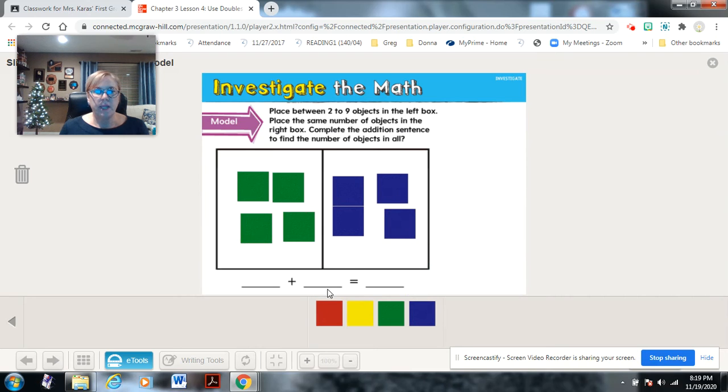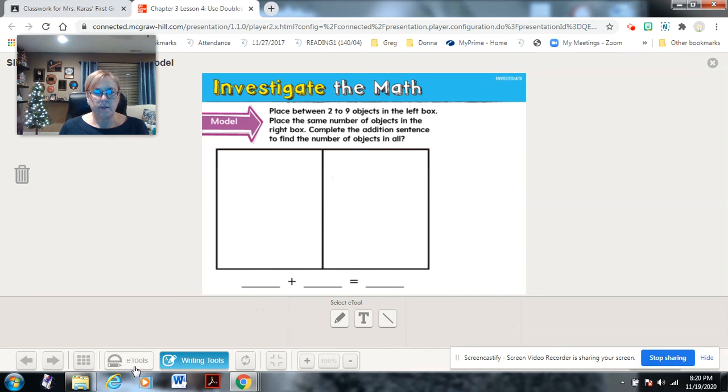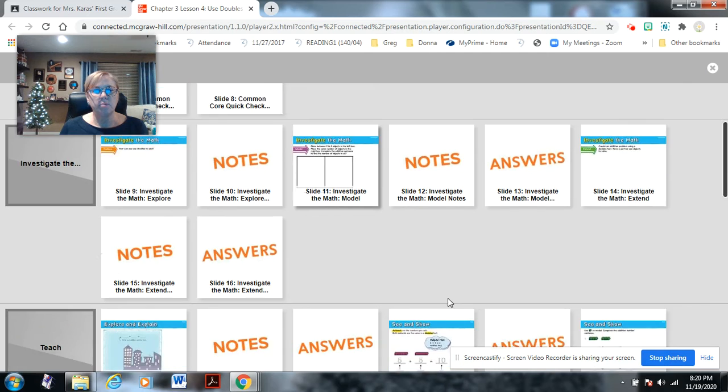Then they would like us to complete the addition number sentence. So 4 green tiles plus 4 blue tiles. So what does that equal? 8. Good job. 4 plus 4 equals 8. Very good. So you can see it could be fun using the doubles.